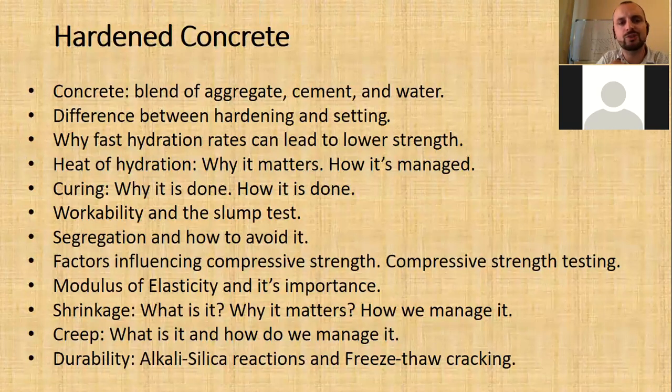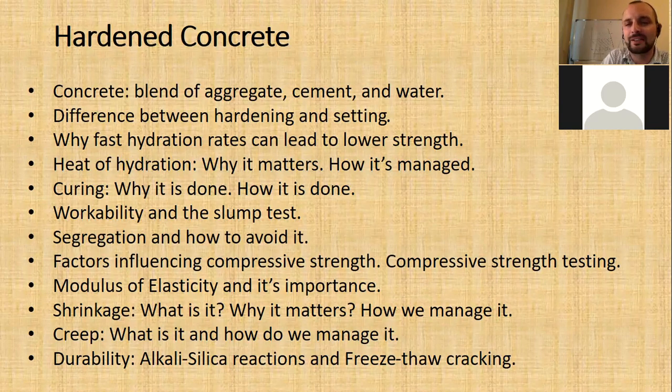And we also talked about hardening and setting. This is rather confusing, because hardening is maybe not the best word for it, but setting is when your concrete is wet and it goes solid. So it goes from being liquid to solid, or sludge to solid. That's setting.